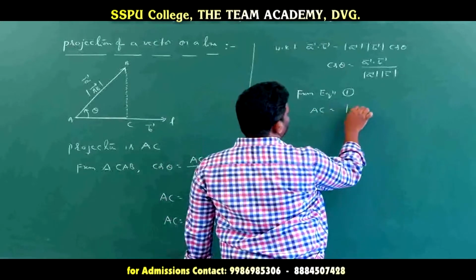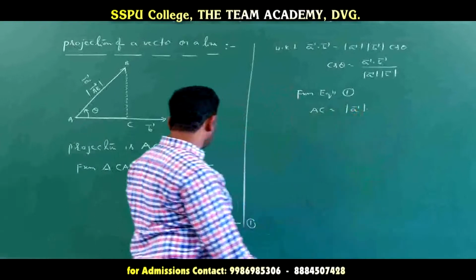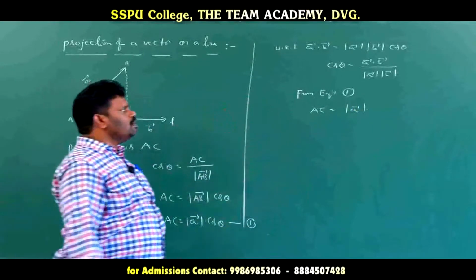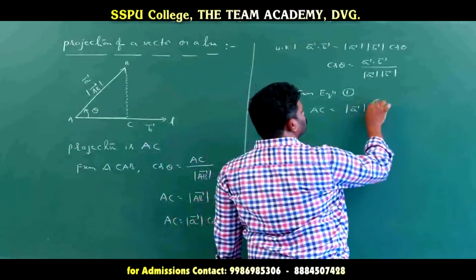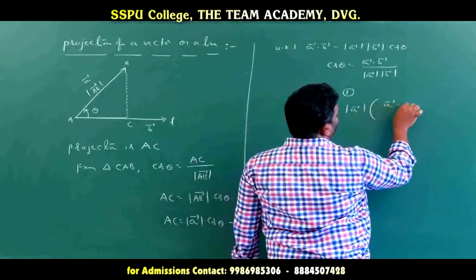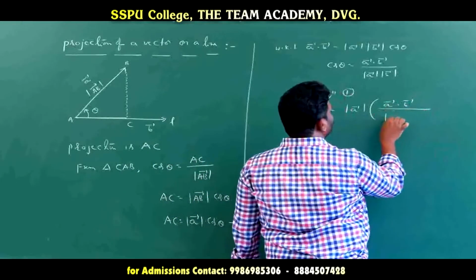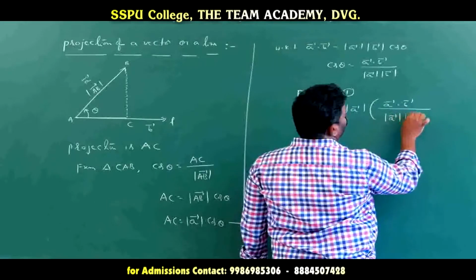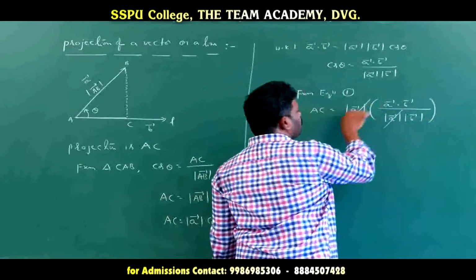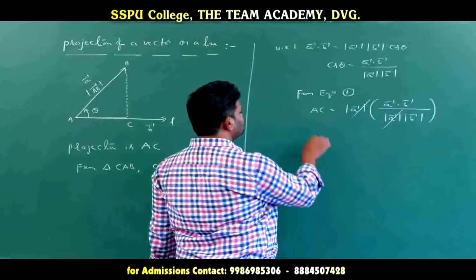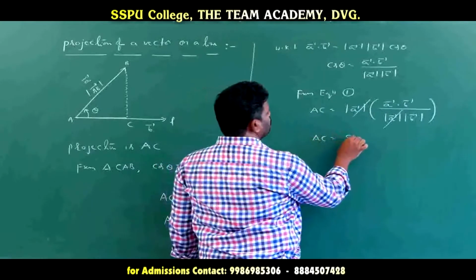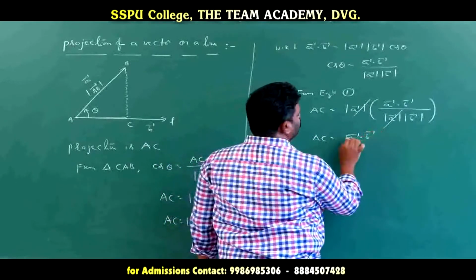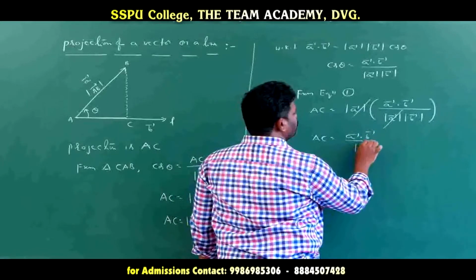The magnitude of A times cos theta is equal to, just now we read that value, so cos theta is equal to A bar dot B bar by magnitude of A bar into magnitude of B bar. With the magnitude of A bar cancelled, AC is equal to A bar dot B bar by magnitude of B bar.